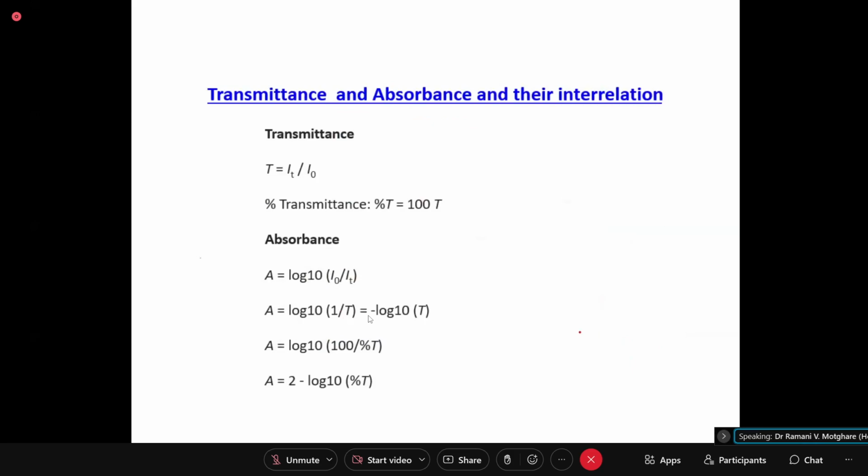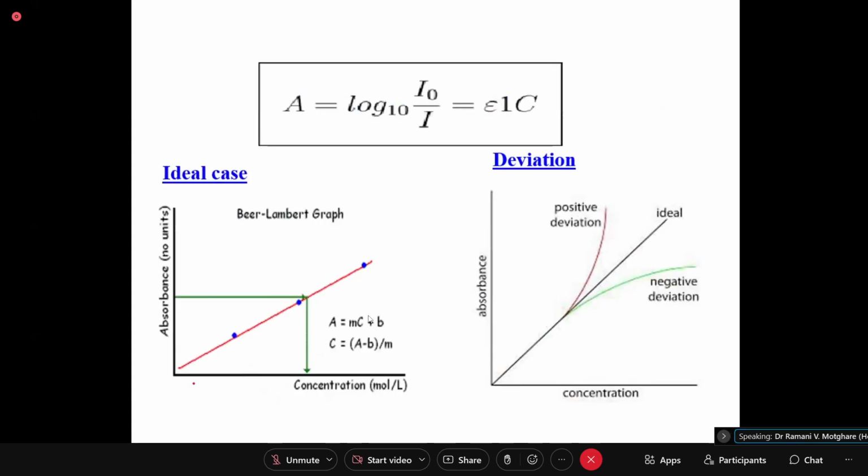Then we saw that T is equal to IT by I0. Percentage transmittance is 100 T. So absorbance becomes log to the base 10 I0 by IT. Finally we write absorbance is equal to 2 minus log of percentage T. A calibration curve is obtained which passes through the origin in such a way that it's a straight line, and at higher concentration you can see there is a positive or negative deviation.